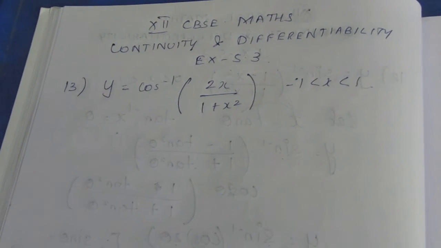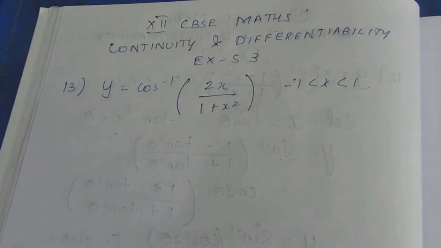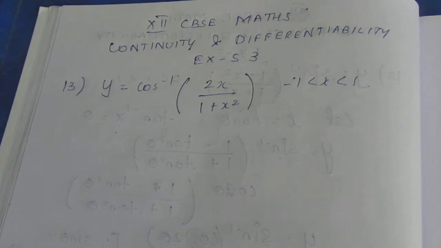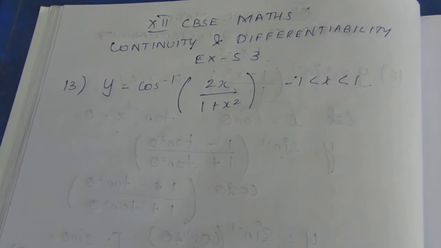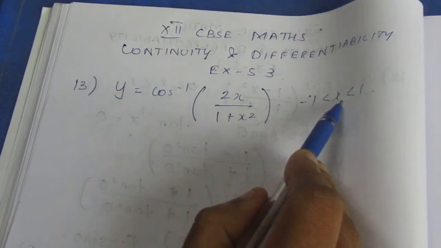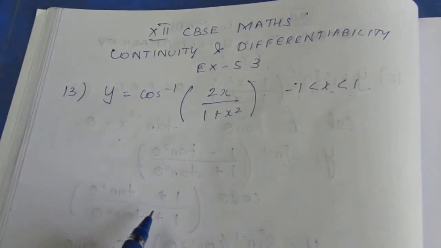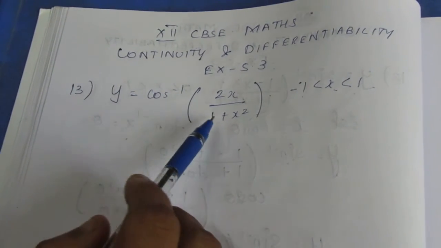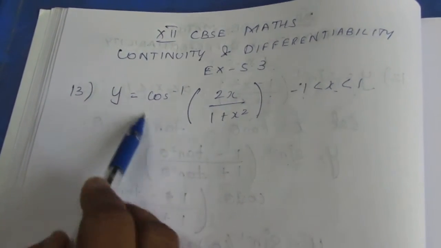Today we are going to see 12 CBSE Maths Continuity and Differentiability. Exercise 5.3 question number 13. Let's see the question. y is equal to cos inverse of 2x by 1 plus x square, where x lies between minus 1 and 1. Here we can't directly use the cos inverse formula.